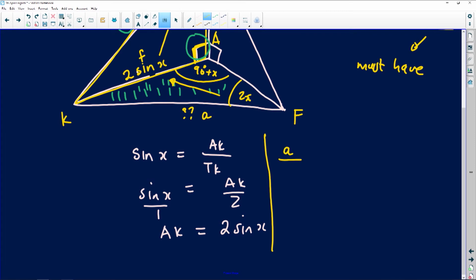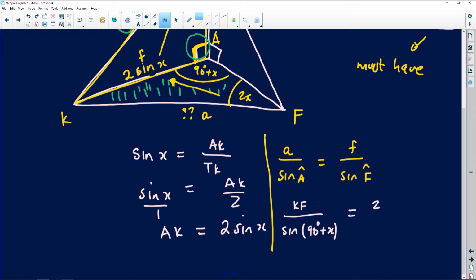So I'll say a over the sine of angle A is as good as f over the sine of angle F. What is my small a? My small a is the length kf, divided by the sine of the angle opposite that side, which happens to be 90 degrees added with x. Now, this needs to be equated to small f. Small f is the side opposite angle F, and we found it to be 2 sine of x. And this needs to be divided by the sine of angle F, which is given to us as exactly 2x. Right. Now, from here, the trig is done. The rest is just algebra.